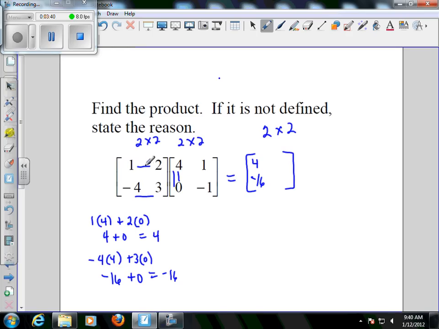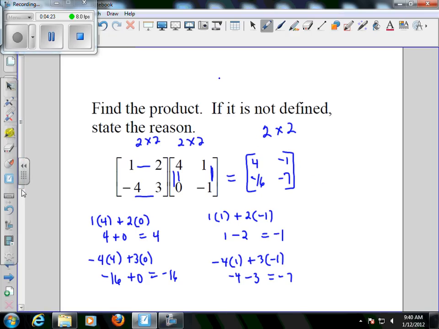Now let's do the same thing with the next column. Take the first row times the second column. So we're going to say 1 times 1 plus 2 times negative 1. So we have 1 minus 2, which gives us negative 1. That becomes the first entry of the second column. And now the next one we say negative 4 times 1 plus 3 times negative 1. That's the second row, second column. So we end up with negative 4 minus 3, which gives us negative 7. Okay, and so this is our result.